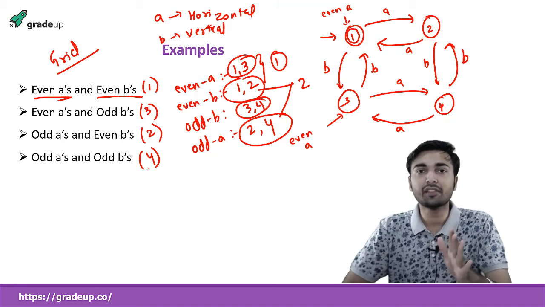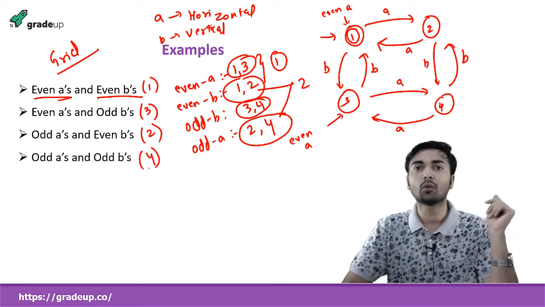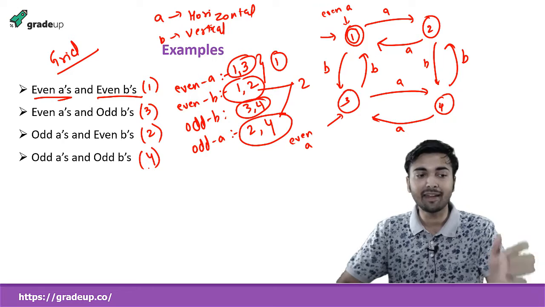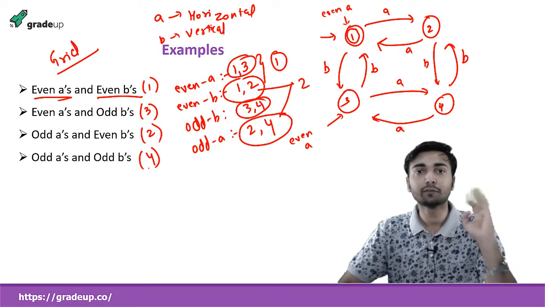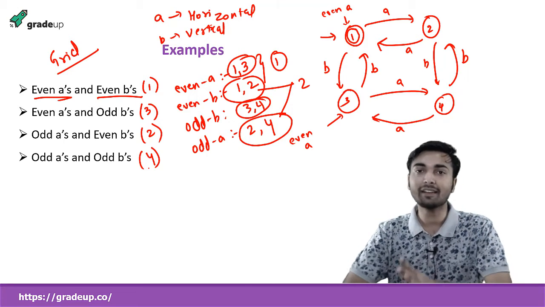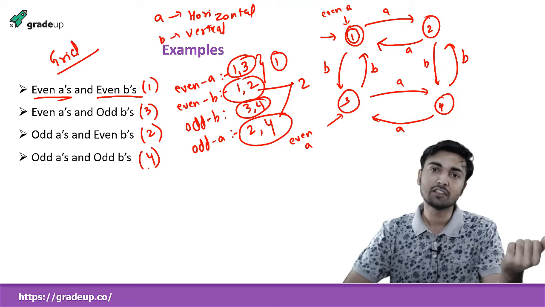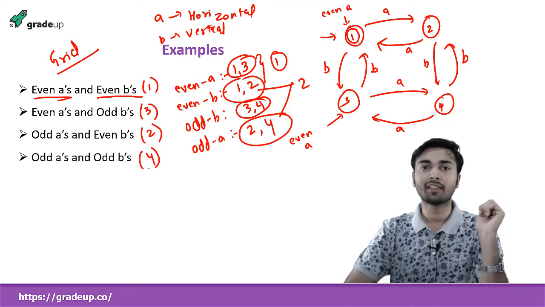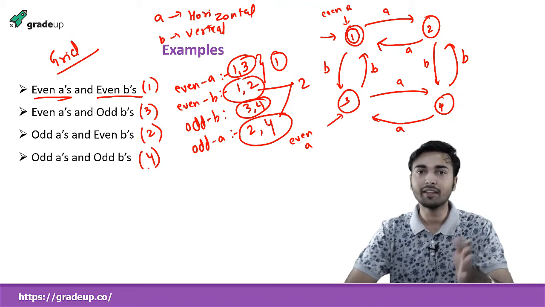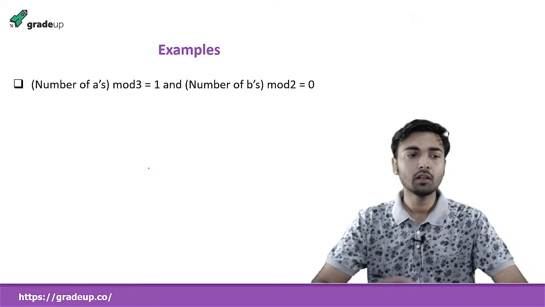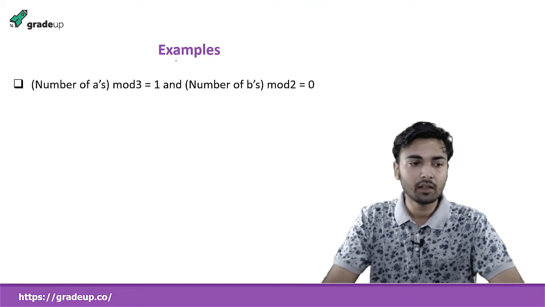Okay. So just change the final states to get these languages. But the number of states in all these is the same, that is 4. So you draw a common grid machine. The only change will be the final state. Cleared? Any doubt in this? Good.